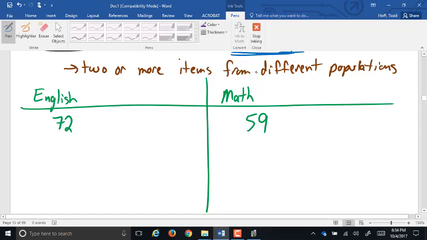Everyone's like, yeah, can I go now? No, because there's no comparison between these two numbers. Because we don't know. Maybe the math test was just a lot harder than the English test.